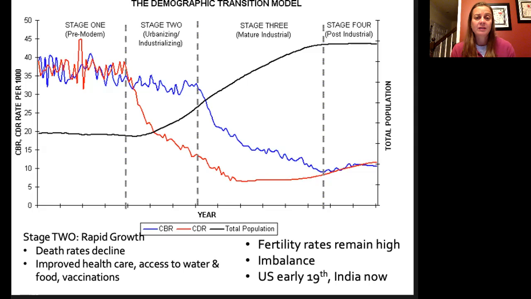So, with that better access to food and water and healthcare, death rates decline, but birth rates are high. This means that population begins to explode. In addition, sometimes for cultural reasons, very often for financial reasons, logistical reasons, many women are not educated in this stage. And so that also contributes to birth rates staying high. So there's an imbalance between birth rate and death rate.